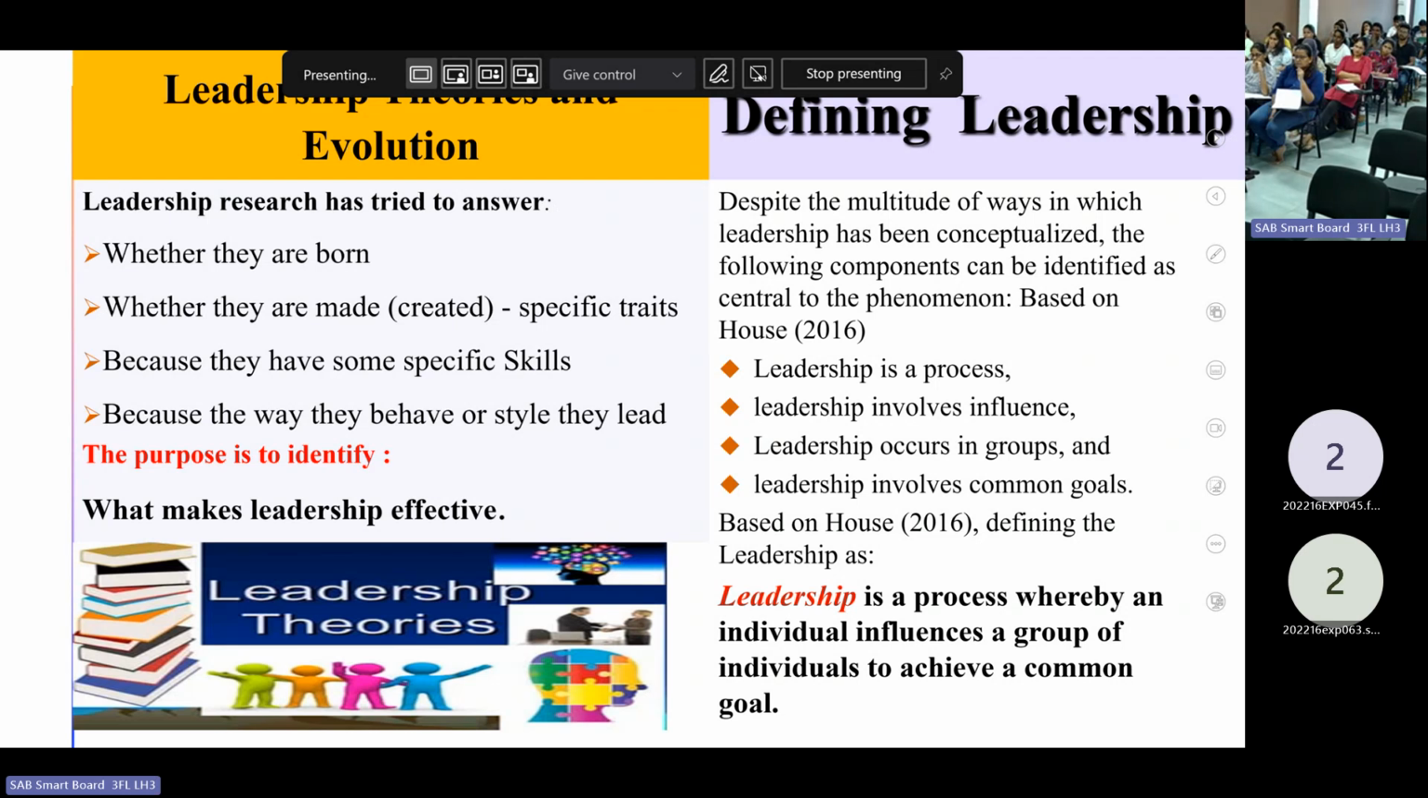The components are here. Phenomenon, right? Leadership is a process. Leadership involves influence. You are influencing others. That means it occurs in a group, not individually. Leadership involves a common goal. So achieving a common goal, not individual.